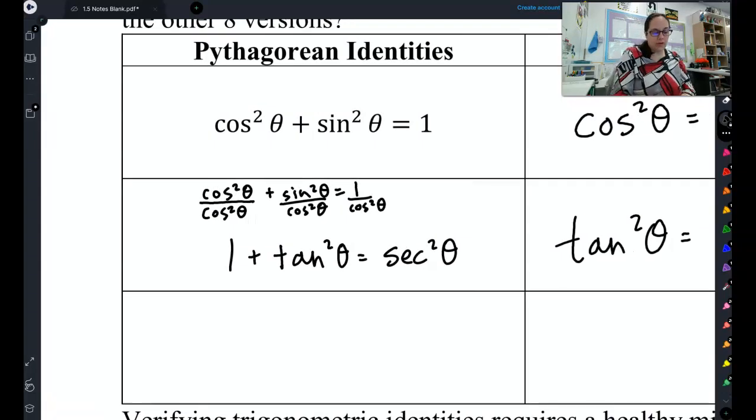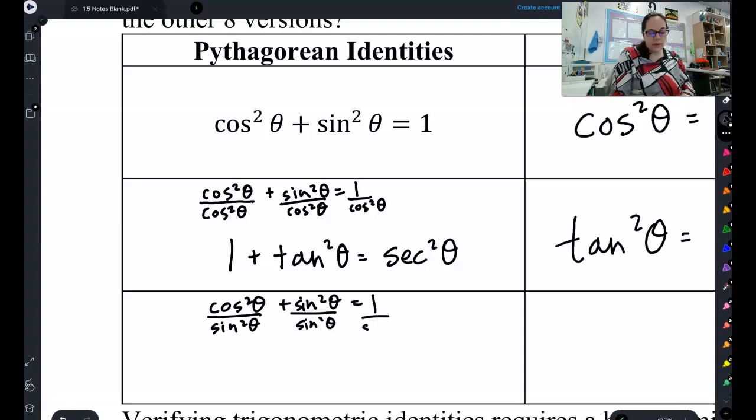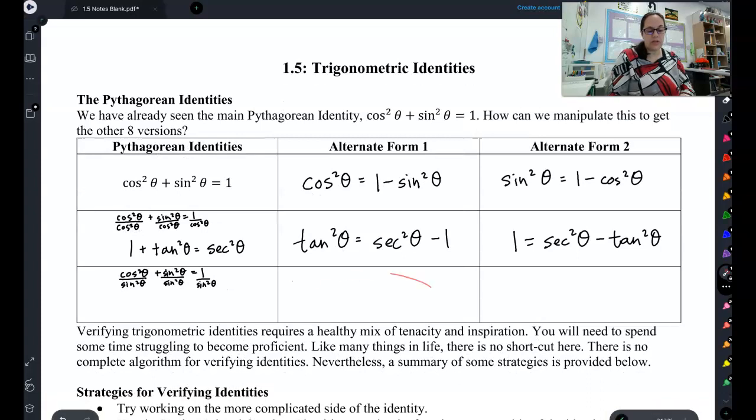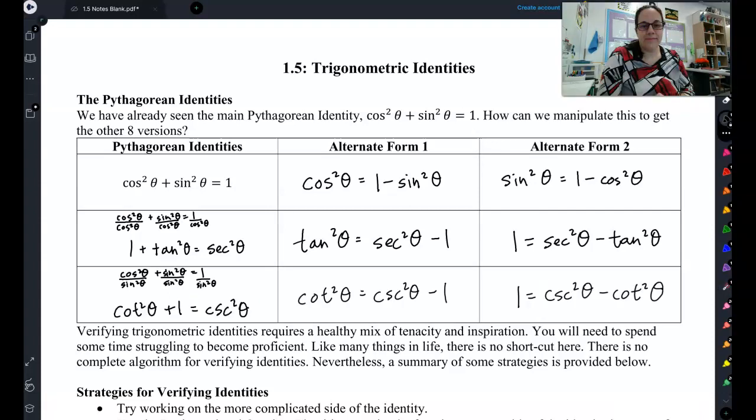So what I would like you to do is find the last version and its two alternate forms. Do that by, instead of dividing everything by cosine squared, dividing everything by sine squared. And write what you get right here. Then subtract the things you need to find the two other alternate forms. Pause the video, try to come up with those on your own, and then come back to check and see how you did. Let's check your work.